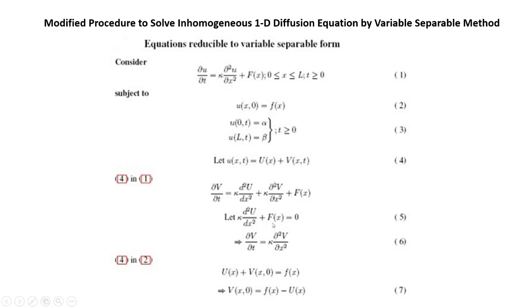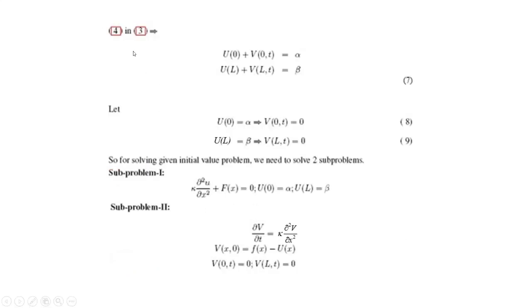So how do you get this U of x? I already told you, equation 5: when you integrate twice with respect to x you are going to get capital U of x, which can be used here as an initial condition for problem 6, that is equation 6. Now use the other conditions.